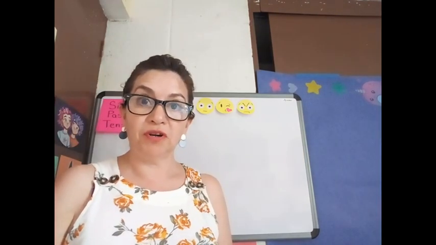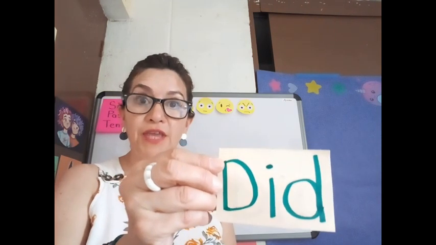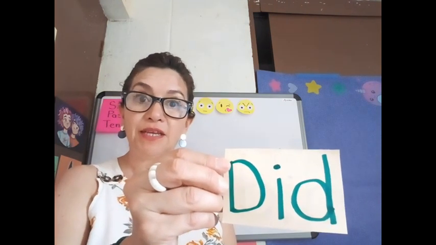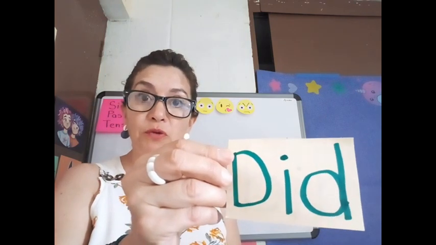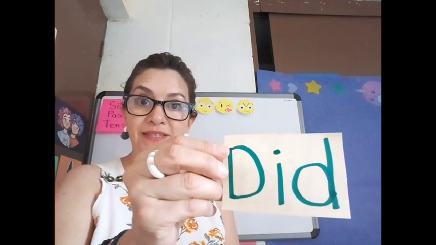Let's remember that you have to use did, the auxiliary verb did, in negative and interrogative sentences when we use simple past tense. And that is all for today's class.